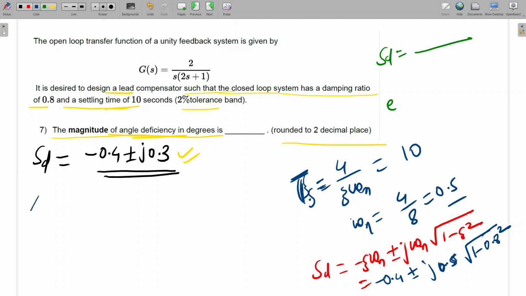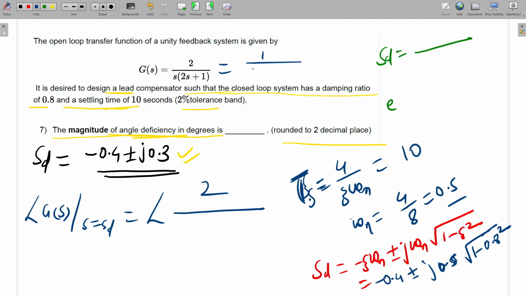So the angle of G(s) at s equal to s_d will be the angle of 2 divided by... I'm taking 2 common, so we can write this as 2 times 1 divided by s into (s plus 0.5). Is it correct? This 2 I have taken common from here.